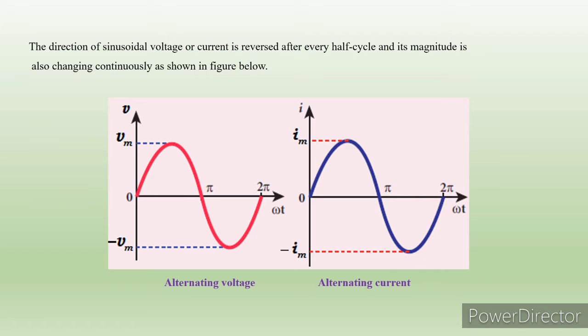In the right side graph, alternating current is depicted. Along the x-axis again omega t is taken, and along the y-axis current I is taken. Im is the current amplitude. So this is the variation of the voltage versus omega t or current versus omega t.